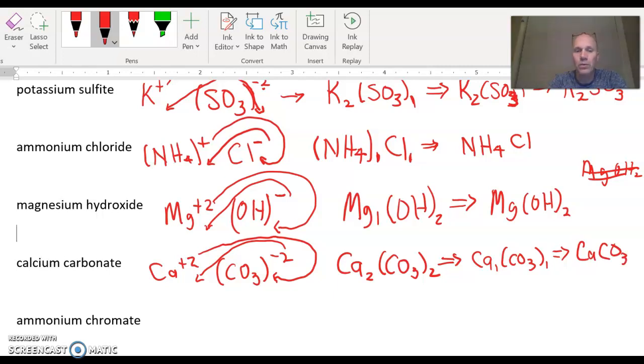CaCO3, which is calcium carbonate, which, by the way, if you ever eat a Tums, the thing for indigestion, those tablets are almost pure calcium carbonate.